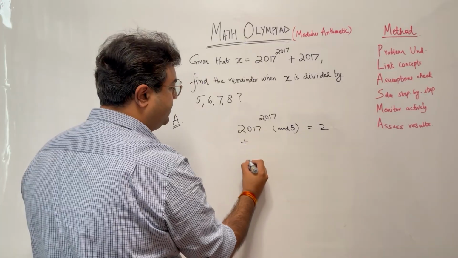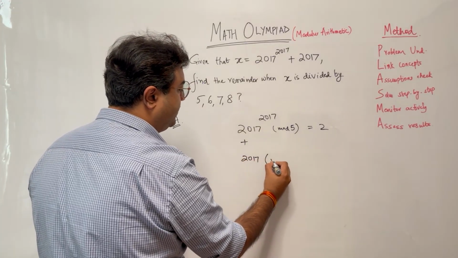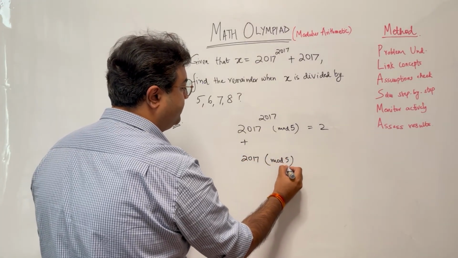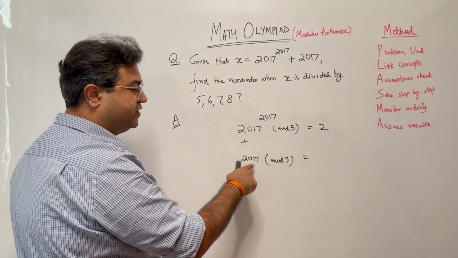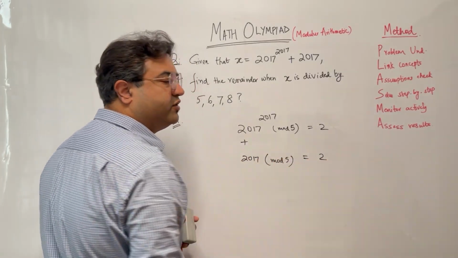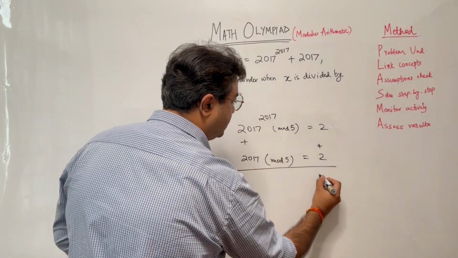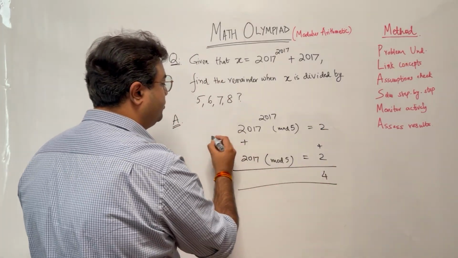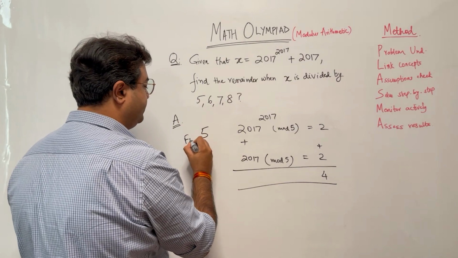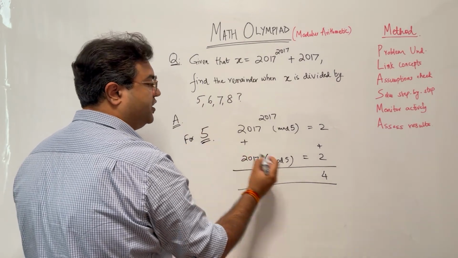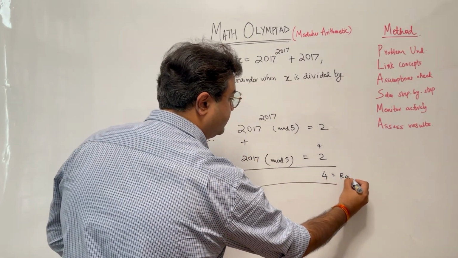Then we have to add 2017. When you divide this by 5, at the beginning, the first time we saw that it also has a remainder of 2. So we have to add these two remainders, 4. So for 5, the remainder is 4.